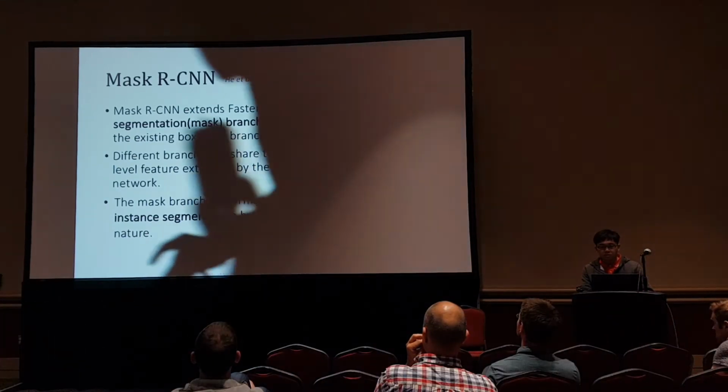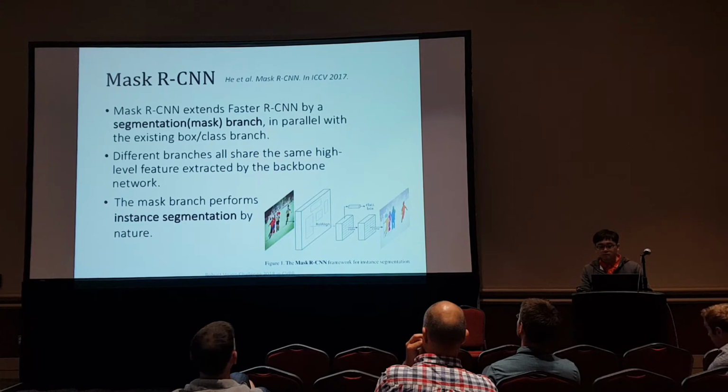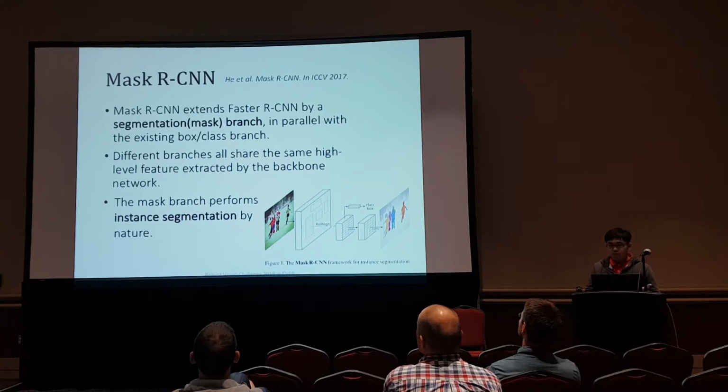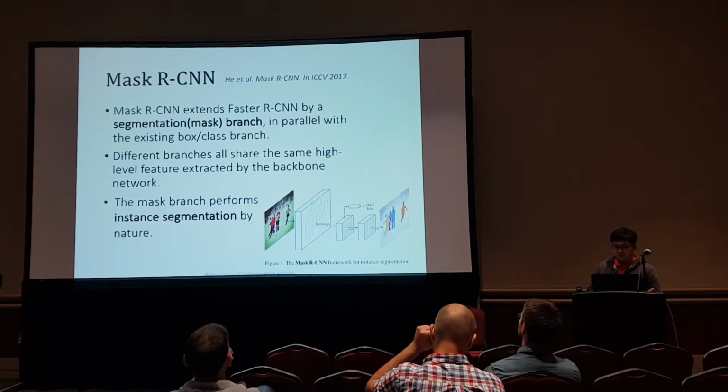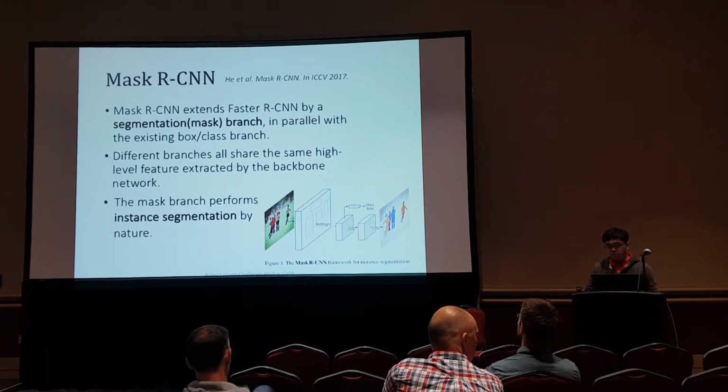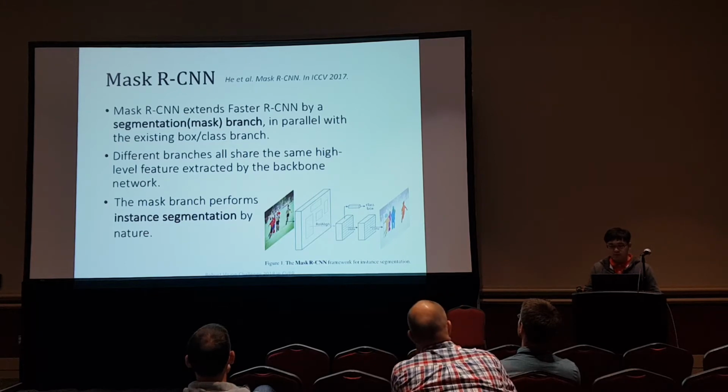Mask R-CNN is proposed as a meta-algorithm to support instance segmentation. Basically, it extends Faster R-CNN with an additional branch to detect the mask for each ROI. The mask branch is in parallel with the existing branch for localization and classification. And different branches share the same underlying features for better speed. The shared high-level feature is extracted by a deep CNN backbone, such as ResNet. And branch networks only focus on a single region of interest when doing the detection. So due to this architecture design, Mask R-CNN performs instance segmentation by nature.